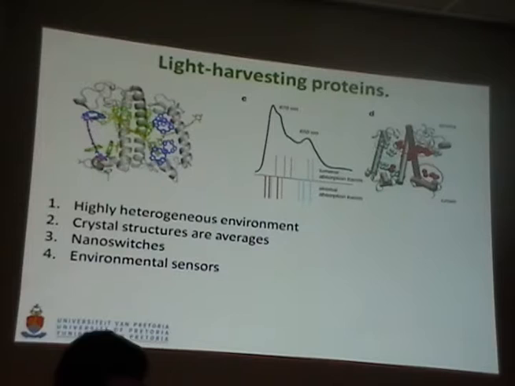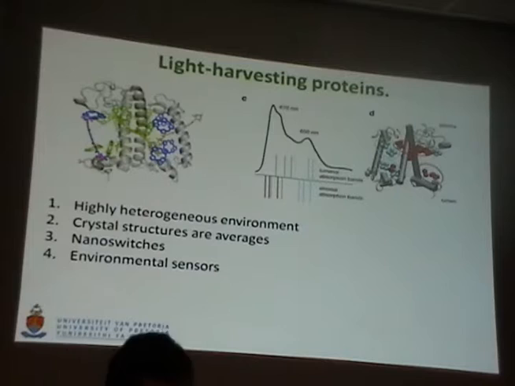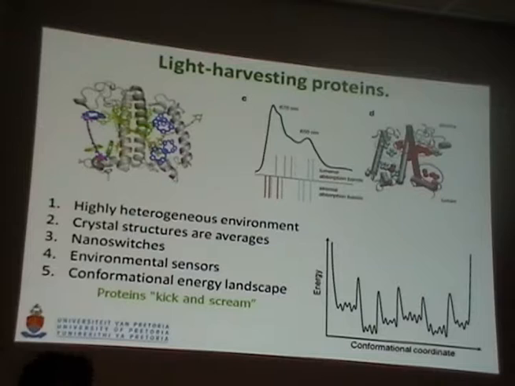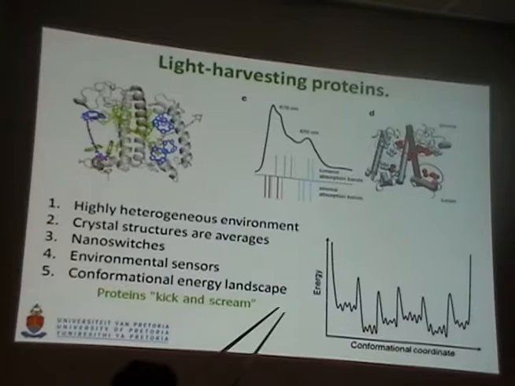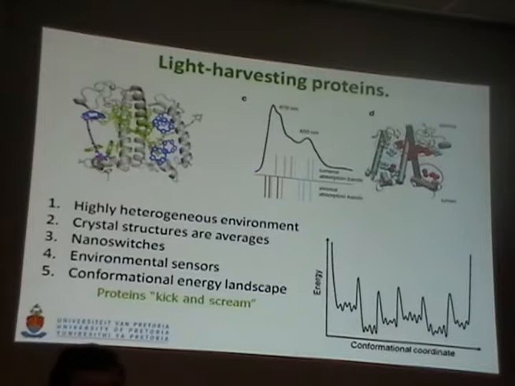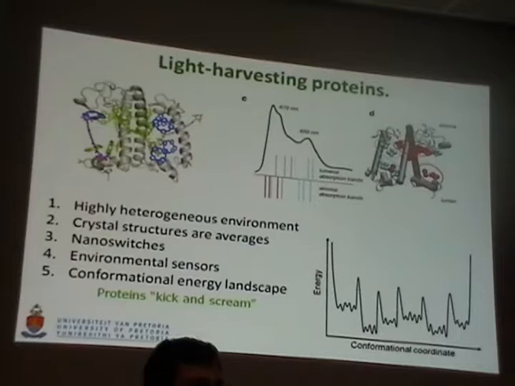Okay, and then there are environmental sensors. So how is this functionality determined? Well, the protein senses the environment in which it's embedded, and based on that, it will determine which function it should have. So it senses the environment, and then it switches between different functions. And then functional switches can be described very well in the concept of the conformational energy landscape, which is a hypersurface of your free energy as a function of all your different conformational coordinates or degrees of freedom. So every degree of freedom is giving you another coordinate. And this is just a projection onto one conformational coordinate.